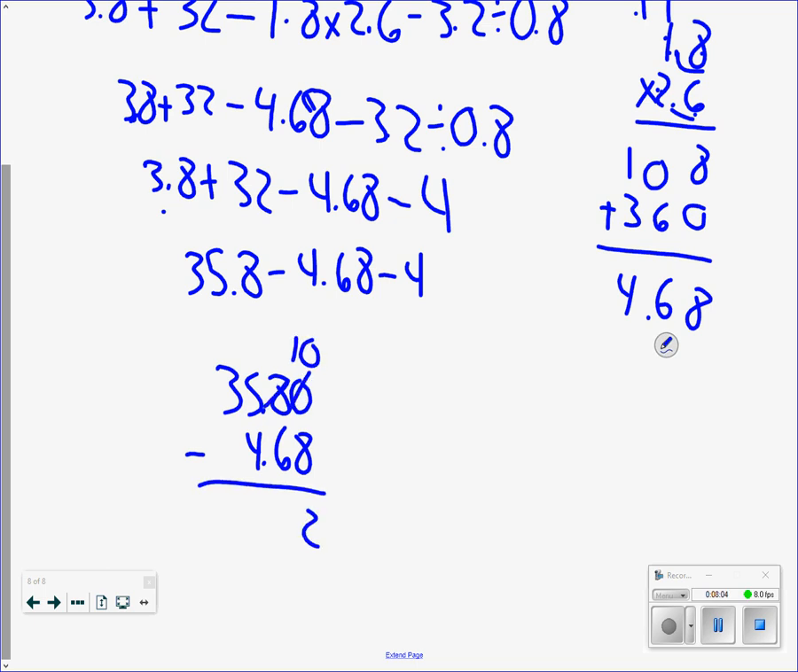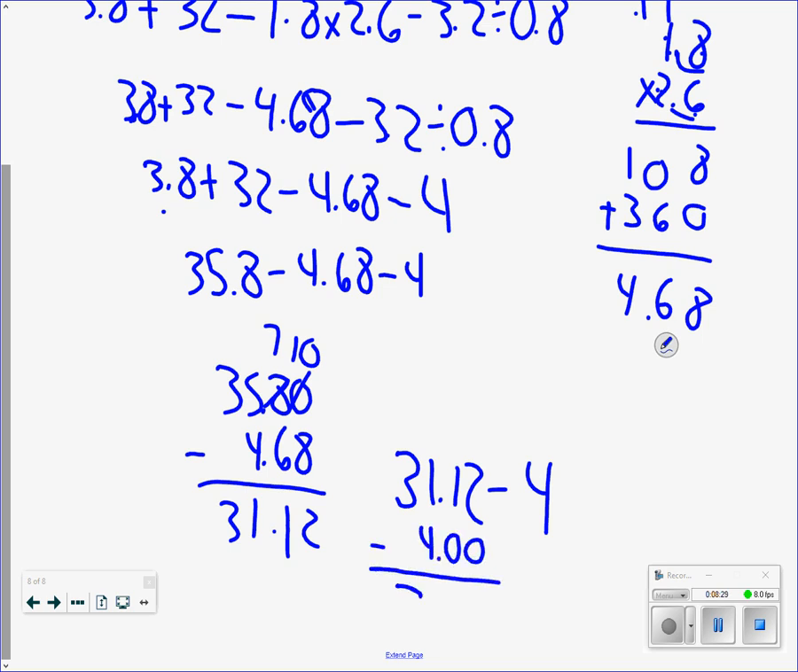Borrow. Subtract here. I have a 1. 5 minus 4 is 1. I have 31. So if I'm rewriting my problem, I have 31.12 minus 4. So if I take 4 from there, that gives me 27.12 is my answer to this problem.